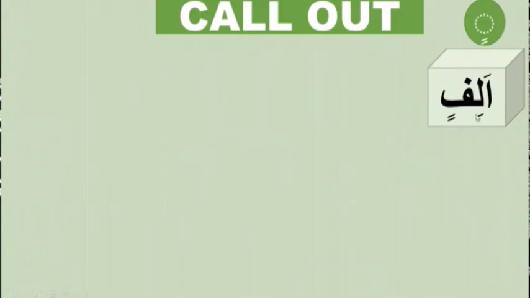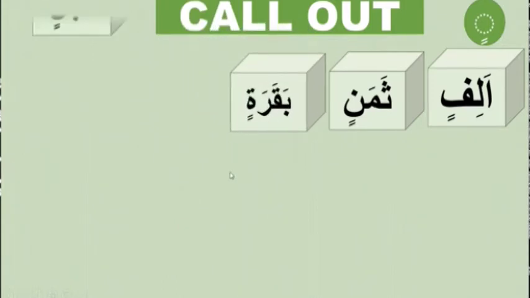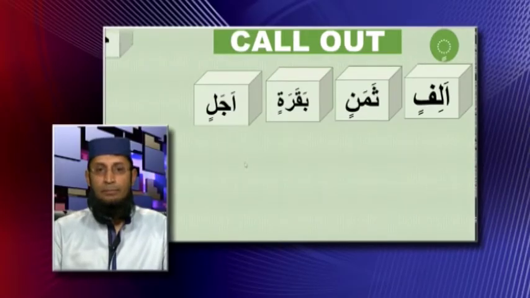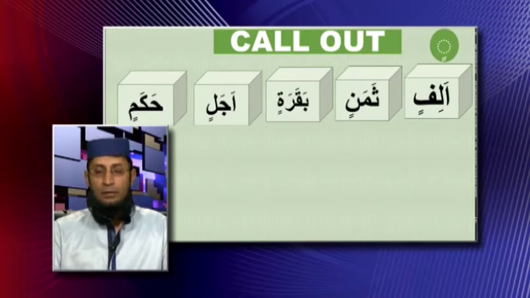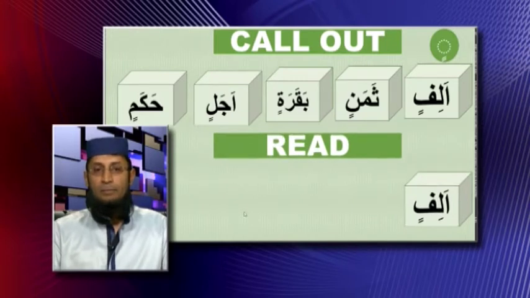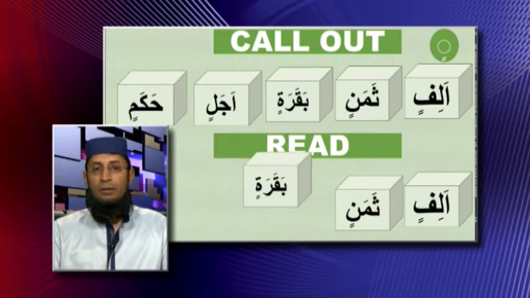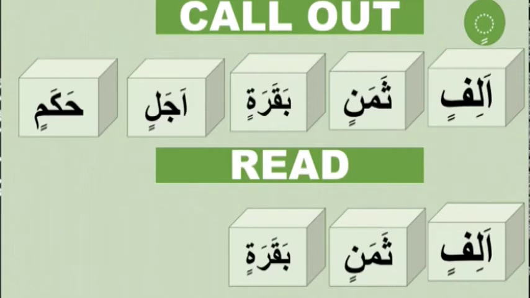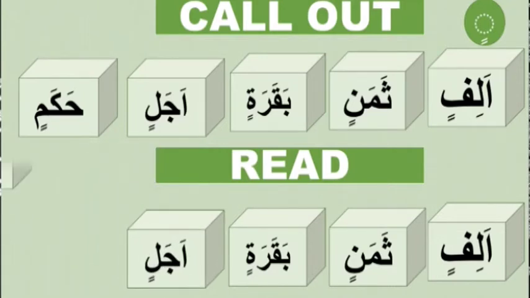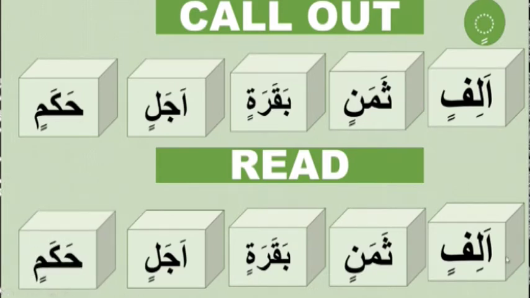Next examples are all centered around in. So alifin, thamanin, call-out phase. Baqaratin, ajalin, hakamin. Now let's look at the reading phase. Alifin, thamanin, baqaratin, ajalin, and the last example, hakamin. Now let's look from the right. So all of these examples, as we can observe, end in kasratain.